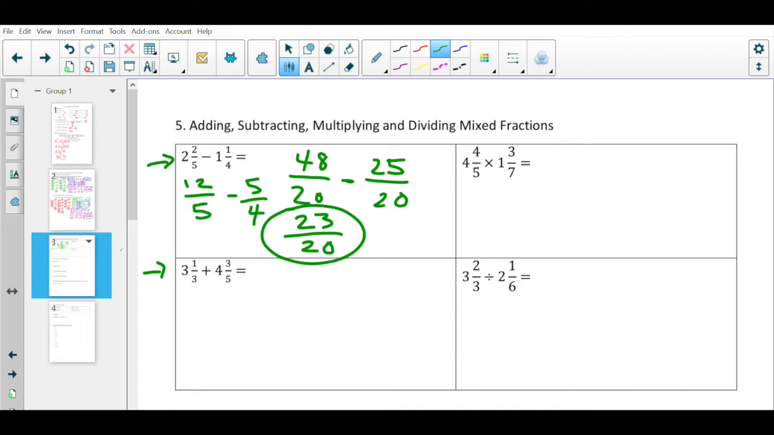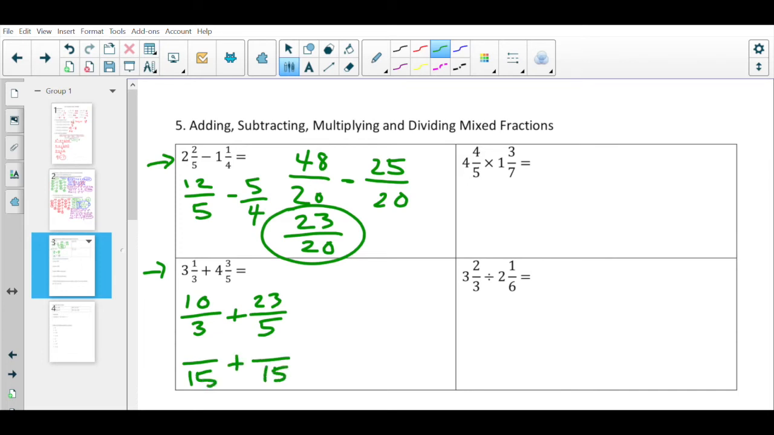Alright, next one. 3 1/3 plus 4 3/5. Let's convert those to improper fractions. That is 10 thirds plus 4 times 5 is 20, 23 fifths. We need a common denominator again. We can't just add across. We need a common denominator first. So 15 is what works. So 15. So let's set that up.